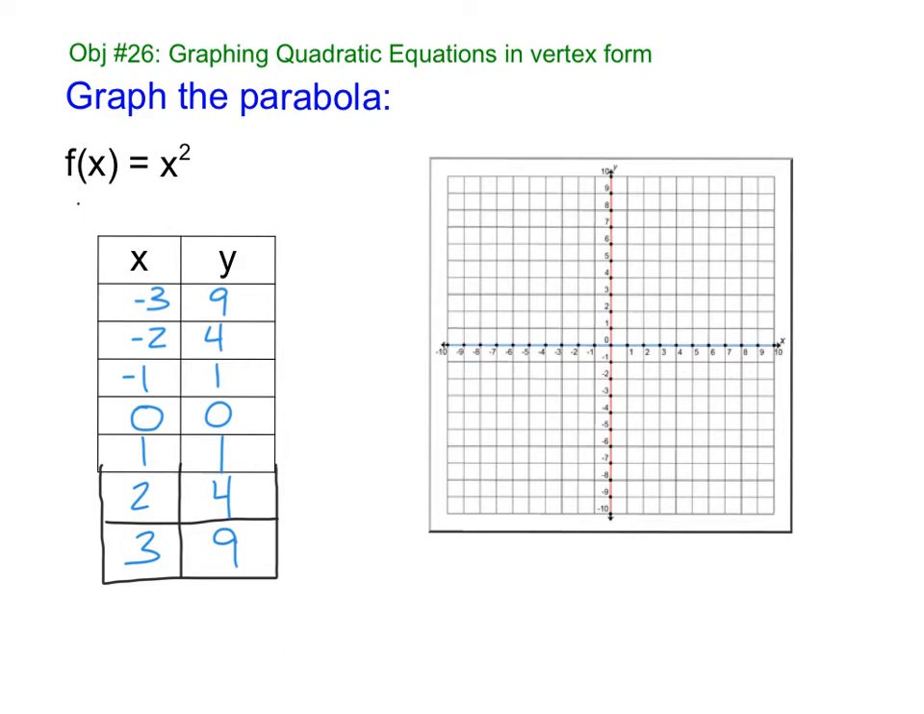All right, so then I'm going to graph it. Negative 3, 9. Negative 2, 4. Negative 1, 1, 0, 0. 1, 1, 2, 4, and 3, 9. All right, so there's my parabola.